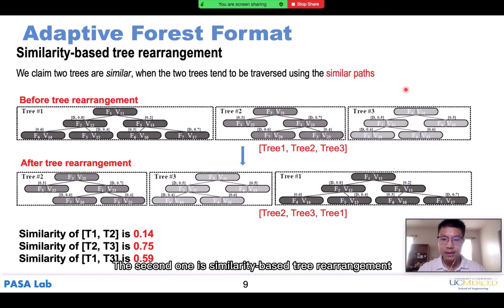The second one is similarity-based tree arrangement. We address the node imbalance problem based on the similarity of trees. We claim two trees are similar if during inference the two trees tend to be traversed using similar paths and accessing similar attributes. As we can see from this figure, the order of trees laid out in memory is T2, T3, and T1, because T2 and T3 have the largest similarity and T3 and T1 have the second largest similarity.